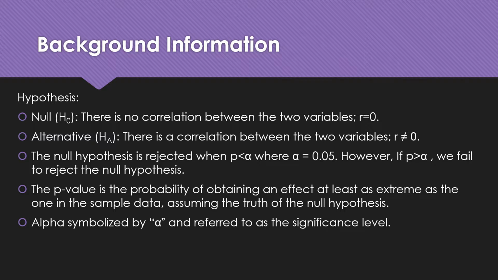The p-value is the probability of obtaining an effect at least as extreme as the one in the sample data, assuming the truth of the null hypothesis. Alpha is referred to as the significance level.